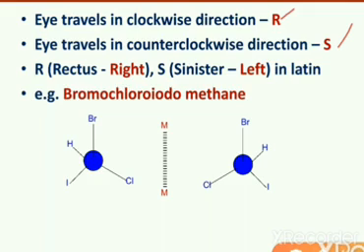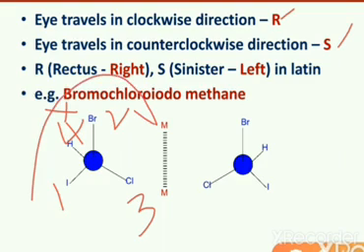We give the first priority to iodine, then bromine, then chlorine. The least priority goes to hydrogen. After giving the priorities, we visualize the molecule by keeping the least priority away from us. Here the least priority is already away from us, so we look at the arrangement of 1, 2, 3. Here 1, 2, 3 are arranged in the clockwise direction, so it is designated as R.